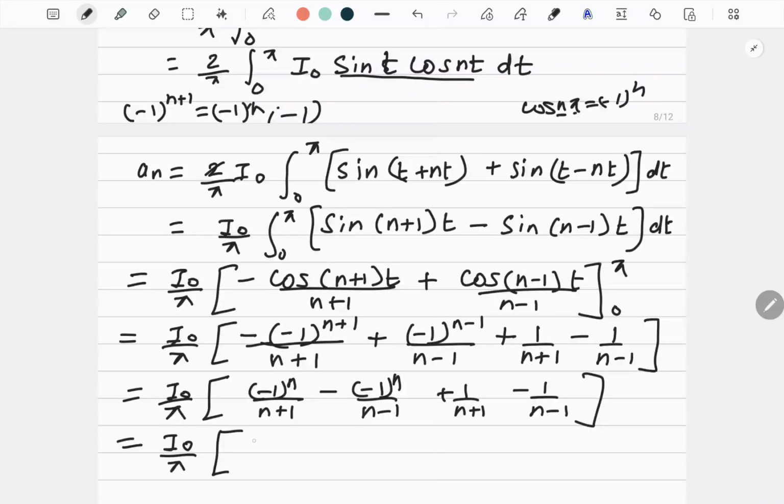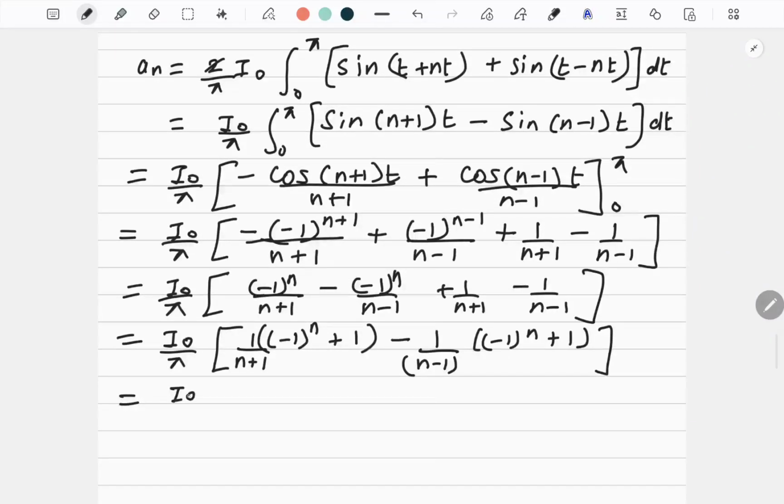Okay. So 1 upon n plus 1, minus 1 to the power n, minus plus 1. And other side, minus if I take common, 1 upon n minus 1, minus 1 to the power n plus 1. So this becomes I0 by pi and minus 1 to the power n plus 1. And if you take the LCM between these, n minus 1 minus n plus 1 upon n plus 1, n minus 1 is n square minus 1.